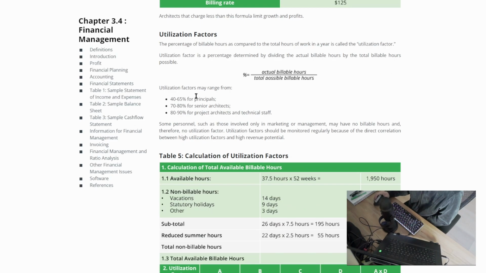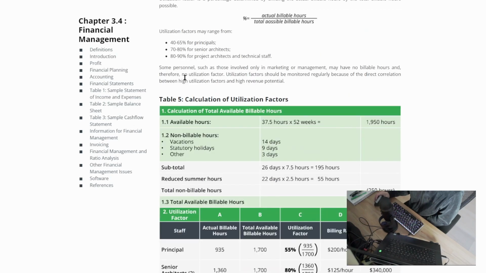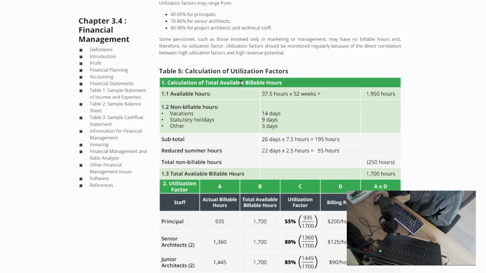Utilization factors may range from 40 to 65% for principals, 70 to 80% for senior architects, 80 to 90% for project architects and technical staff. Some personnel, such as those involved only in marketing or management, may have no billable hours and therefore no utilization factor. Utilization factors should be monitored regularly because of the direct correlation between high utilization factors and high revenue potential.